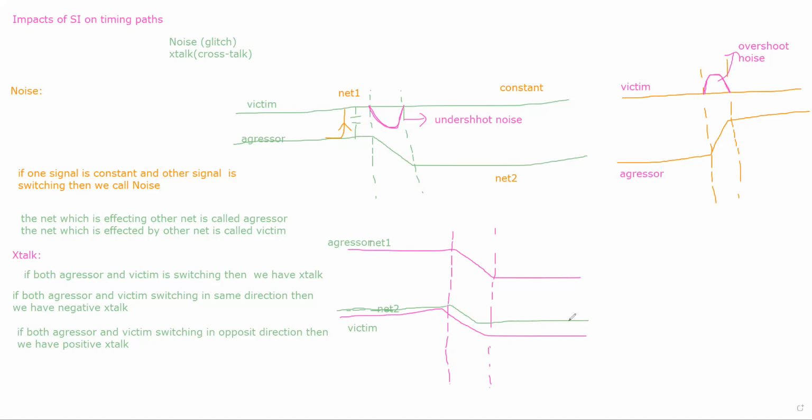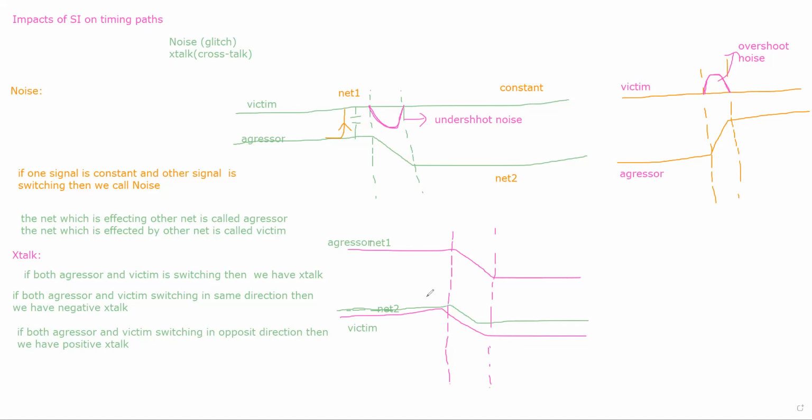If both the aggressor and victim are switching in the same direction, because of the coupling capacitance, you will see charge will be accumulated from aggressor to victim. It will charge the victim net, and then it will reach the destination very quickly compared to the earlier state.